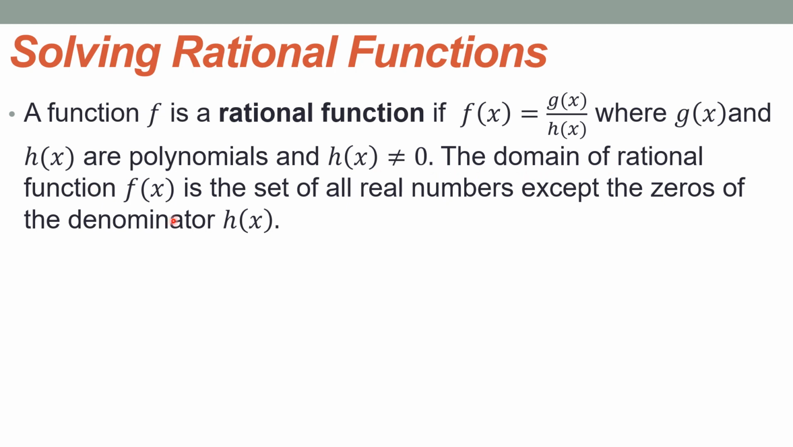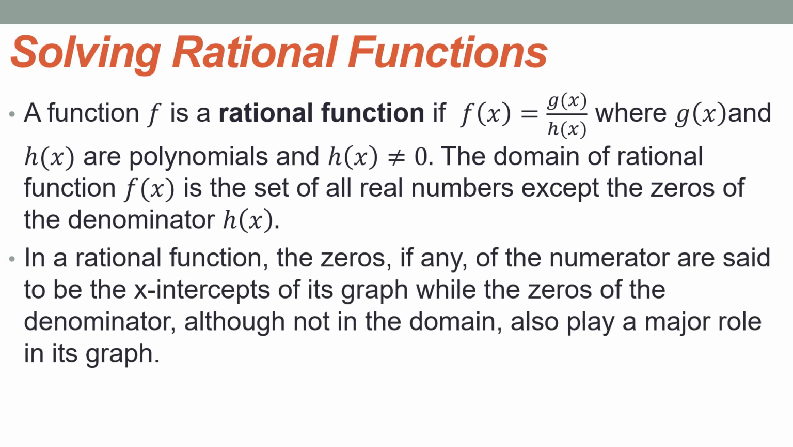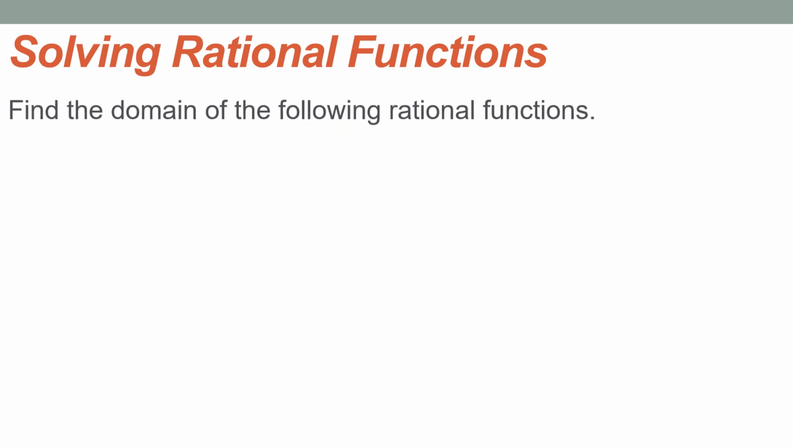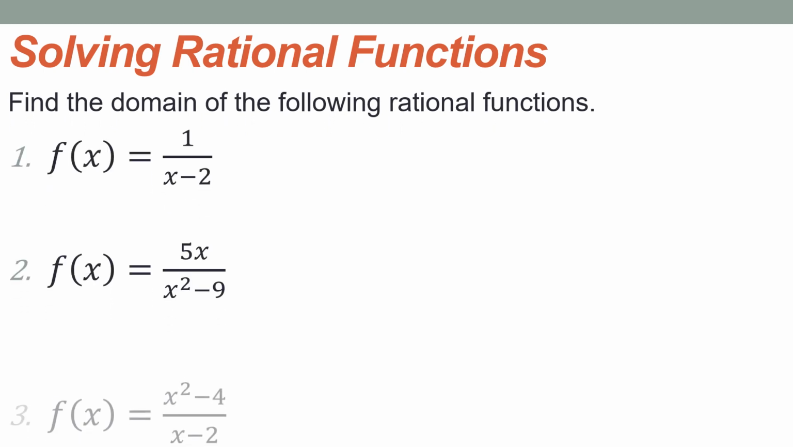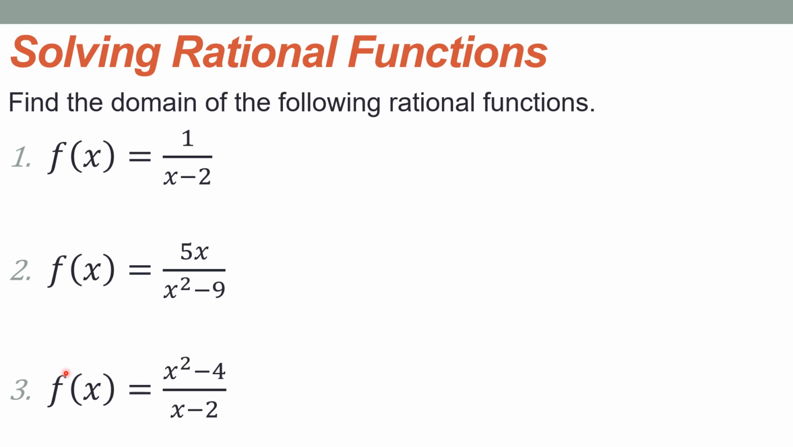The domain of the rational function f of x is the set of all real numbers except the zeros of the denominator h of x. In a rational function, the zeros, if any, of the numerator are said to be the x-intercepts of its graph, while the zeros of the denominator, although not in the domain, also play a major role in its graph. Let us find the domain of the given rational functions. Okay, so we have here three rational functions. What we're going to do is to determine their domain.